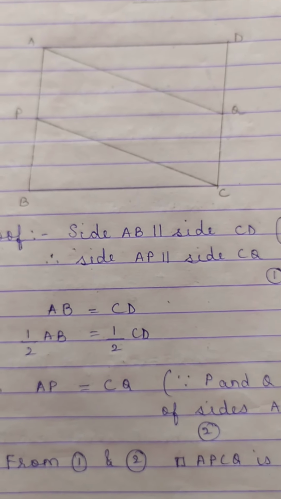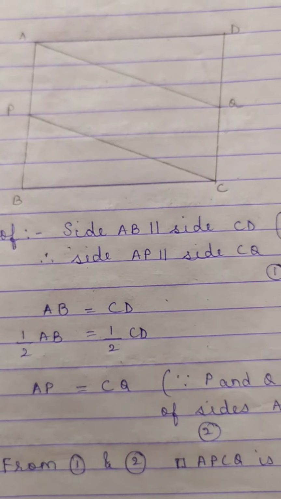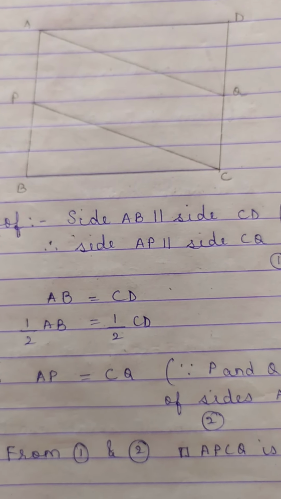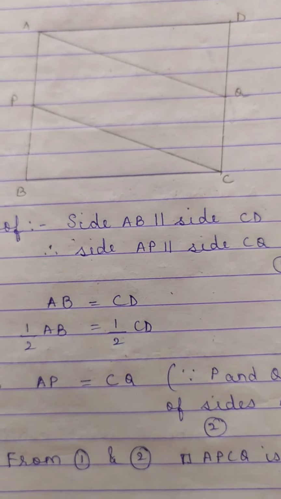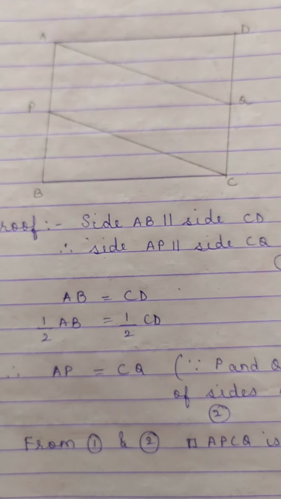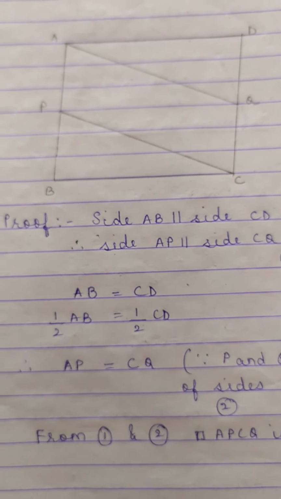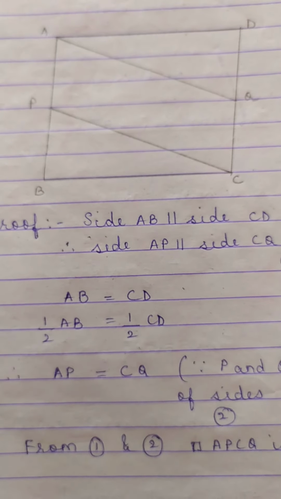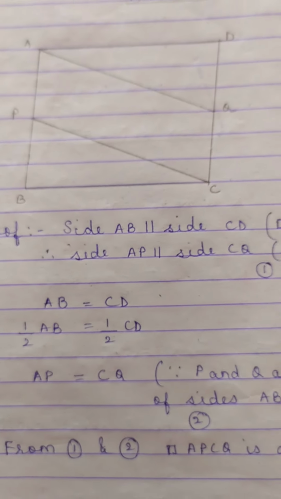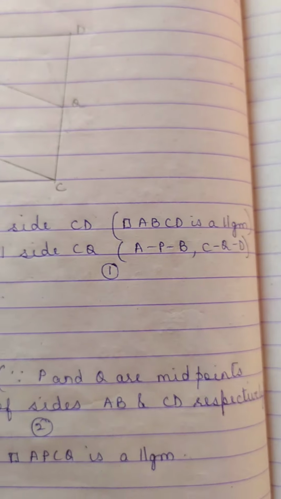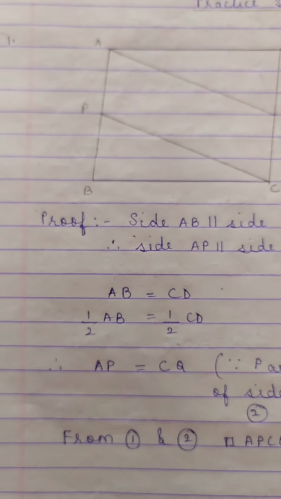Next, AB equal to CD. Same reason, because the quadrilateral is a parallelogram. Multiplying both sides by half, half AB equal to half CD. Therefore, AP equal to CQ, because P and Q are the midpoints of sides AB and CD respectively.